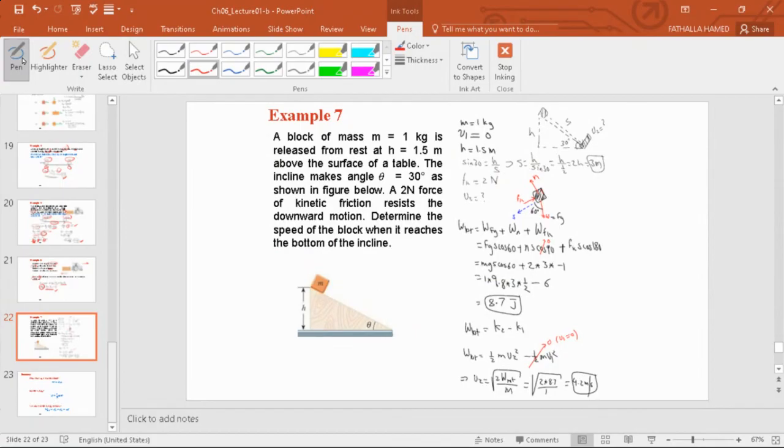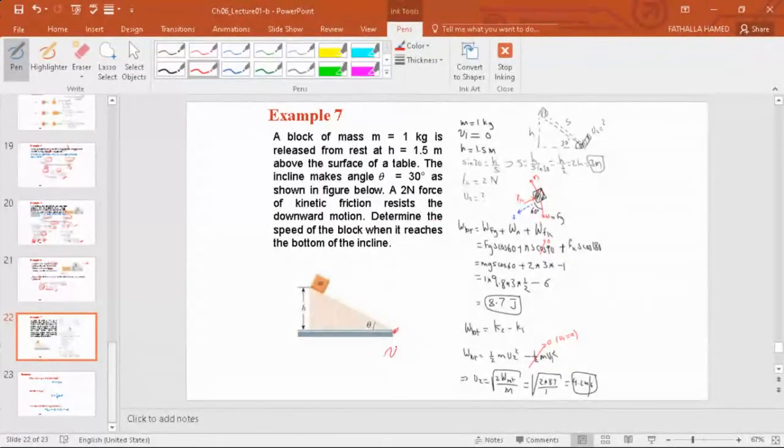The last example that we're going to deal with here: a block of mass 1 kilogram is released from rest at a height h, which is 1.5 meters above the surface of the table. The incline makes angle theta 30 degrees, as shown in the figure. A 2 Newton force of kinetic friction resists the downward motion. Determine the speed of the block when it reaches the bottom of the incline.